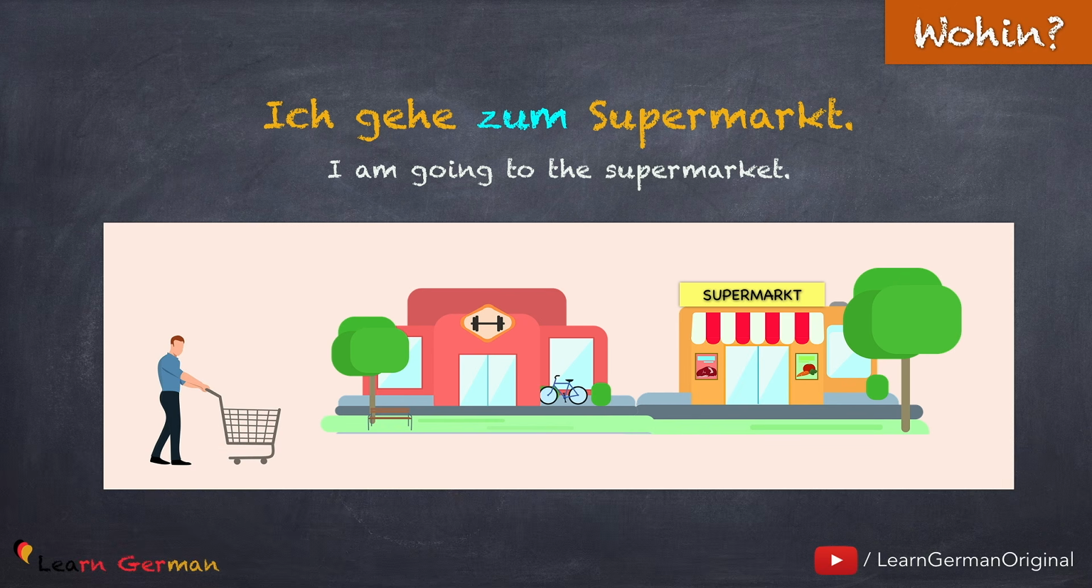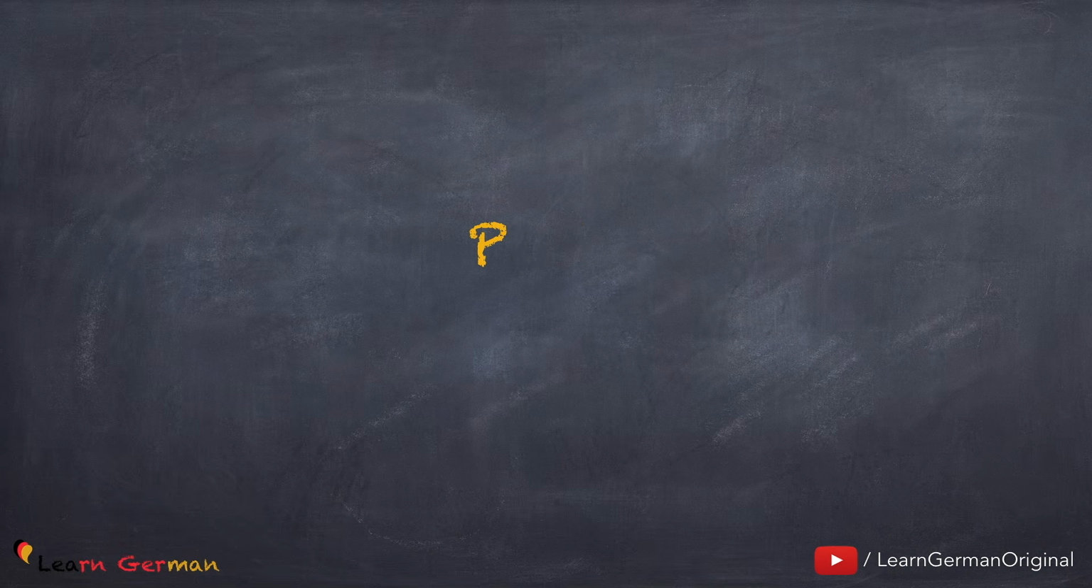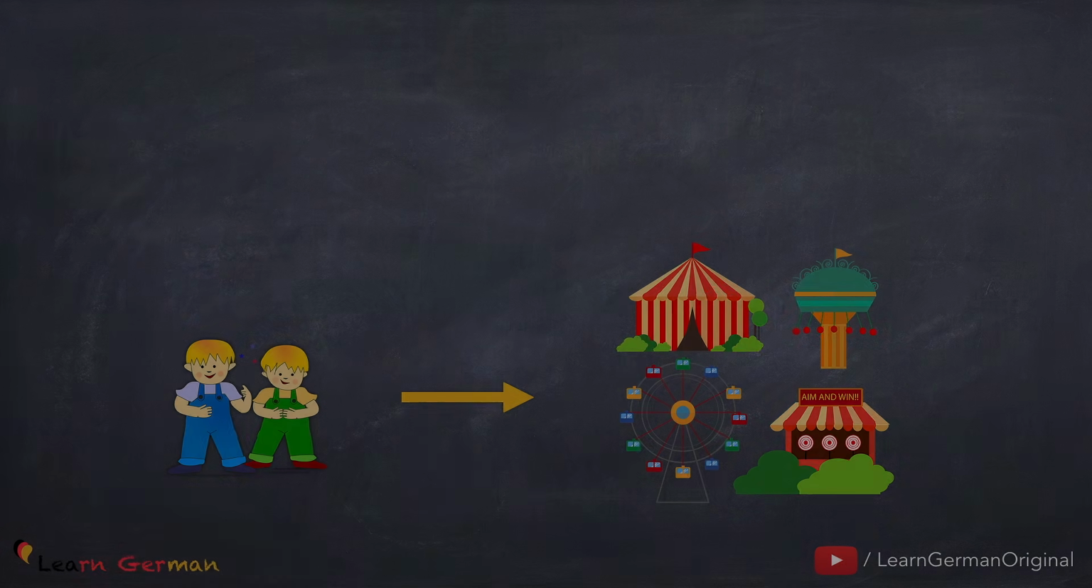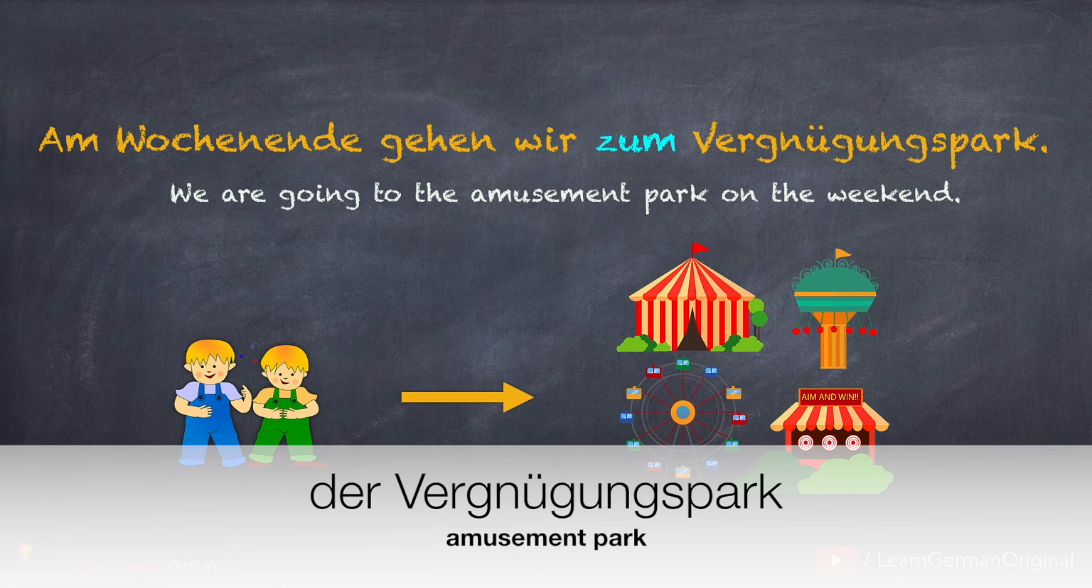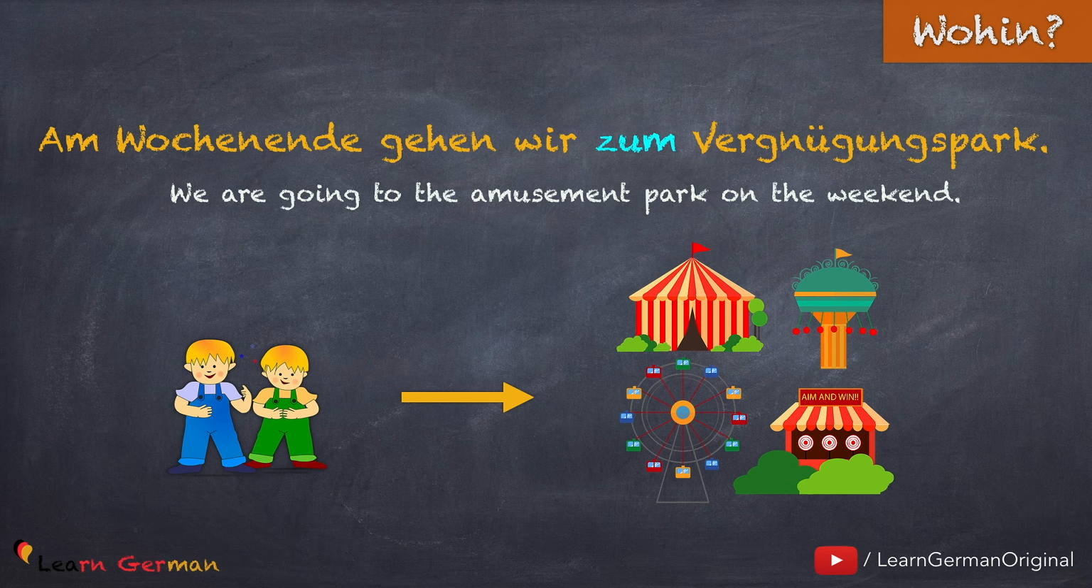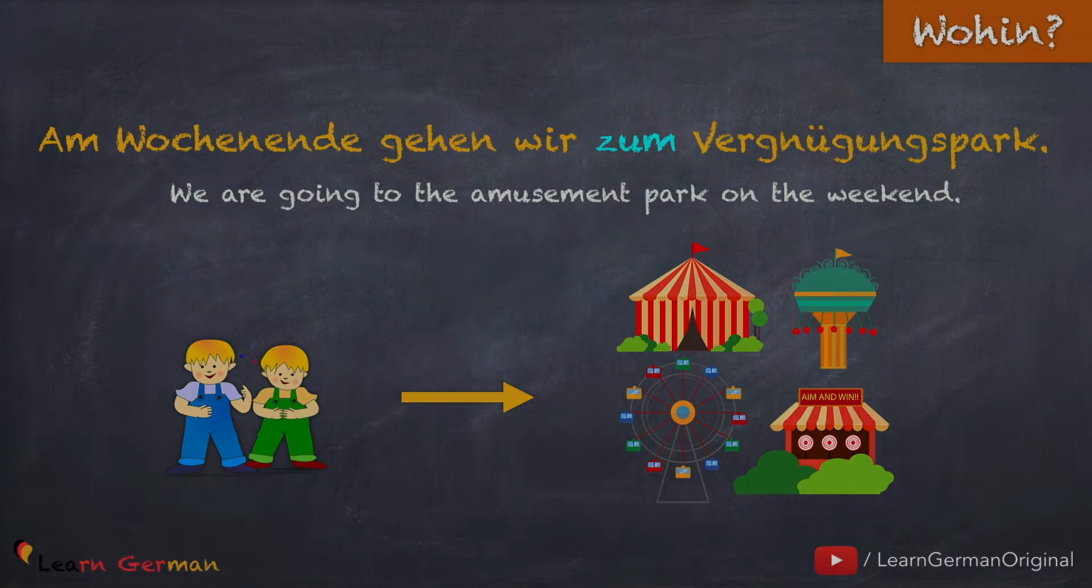Here also we are talking of movement, so we'll ask wohin. The next use of zu is with Platz. For example, am Wochenende gehen wir zum Vergnügungspark. Here also you would ask wohin. Well, with wohin, you generally use the accusative article. But since the preposition here is purely dative, you will use only the dative article.